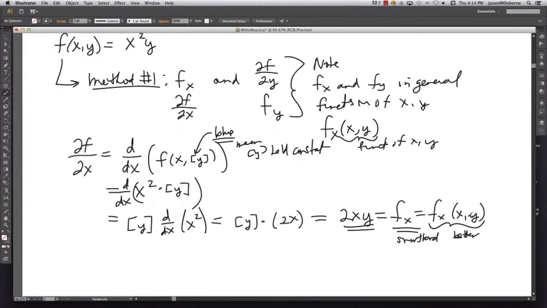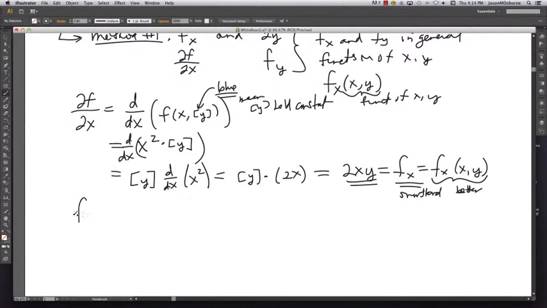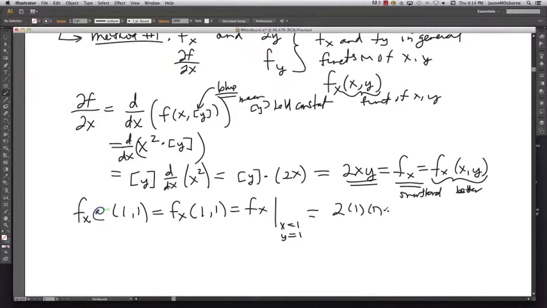This one is better because, for example, I could ask you the question, what is f sub x at the point, say, 1, 1, right? In which case you could write f sub x evaluated at 1, 1, or you could write f sub x evaluated at x is equal to 1 and y is equal to 1, in which case you would put 2 times 1 times 1, which is 2.